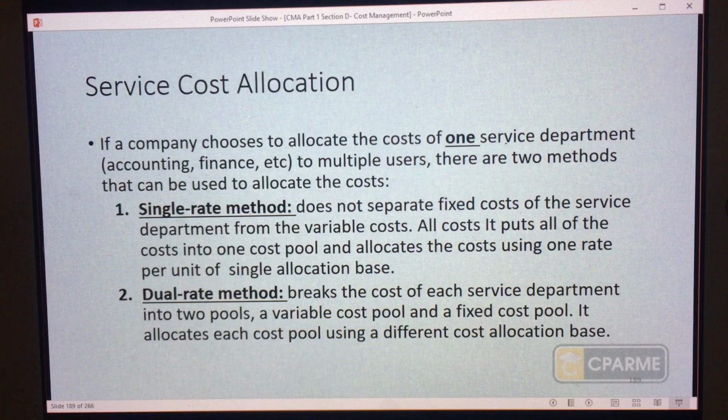In single rate, we do not separate your fixed cost of service from your variable cost. So in that sense, all of your costs would be put into one cost pool, and then you simply allocate the cost using a single rate. It's a single rate method, derived from the name. For the dual rate, you would have to break down your cost into either a variable or a fixed cost. So it would allocate each of your cost pools using a different allocation base. So again, it depends on the kind or the class of costs. So again, that's two methods. You have your single and your dual rate.